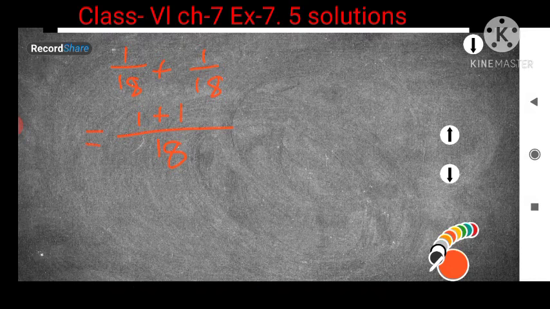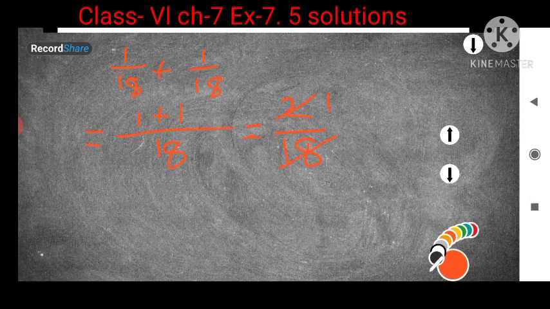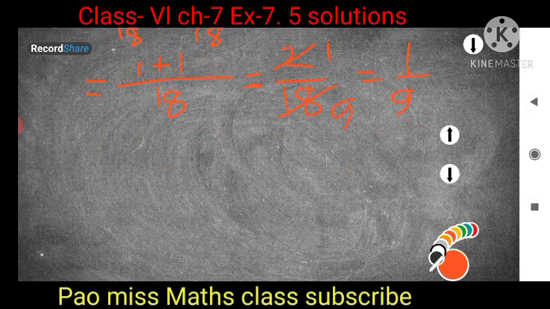Okay, the numerator will be added like this. 1 plus 1 is how much? 2 upon 18. Now again you can cancel. 2 1s are 2 and 2 9s are 18. So what is our answer? Our answer is 1 upon 9.